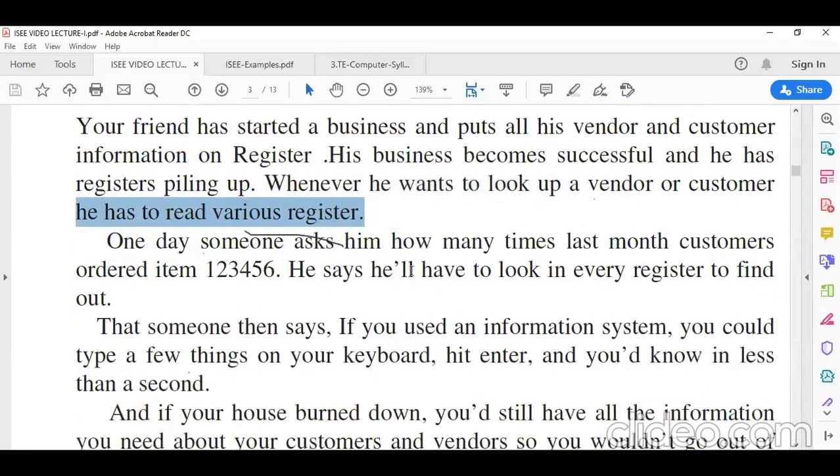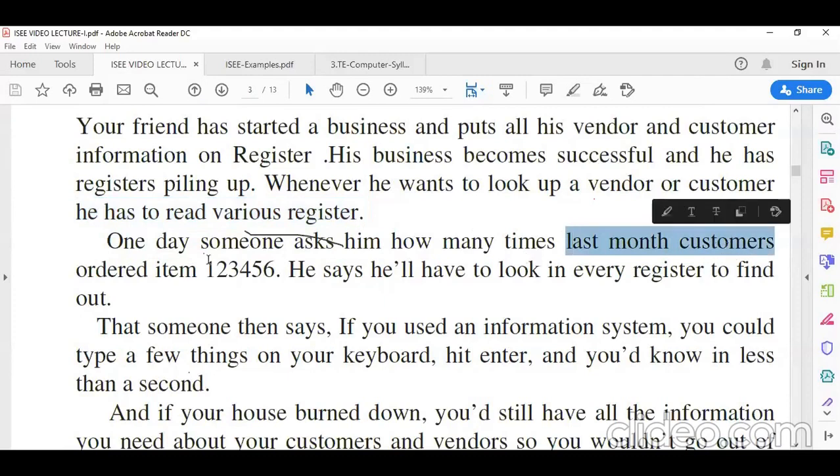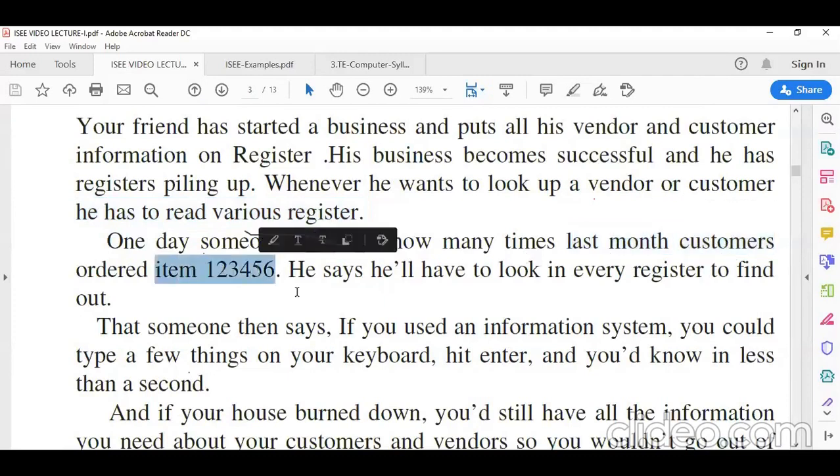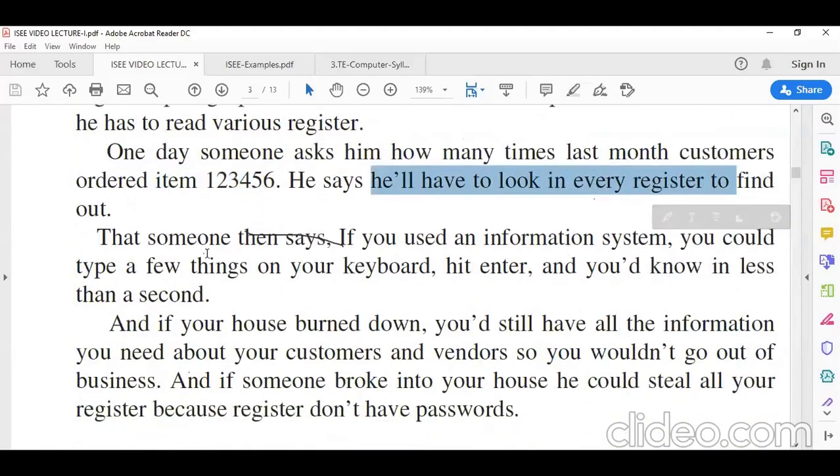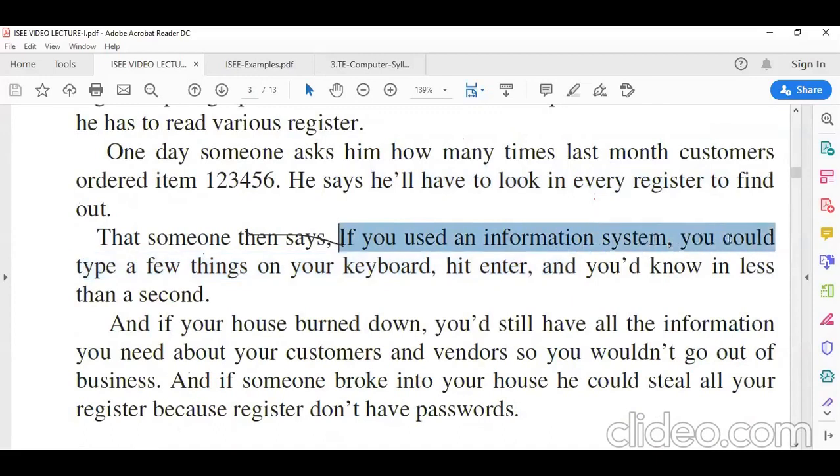One day someone asks him how many times last month a customer ordered the item: 1, 2, 3, 4, 5, 6. The same example. He says he will have to look in every register to find out.